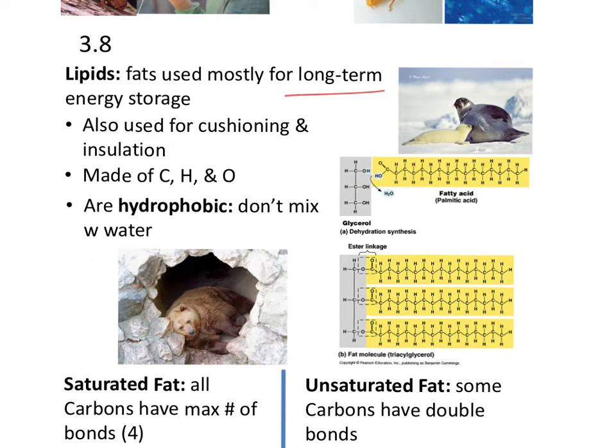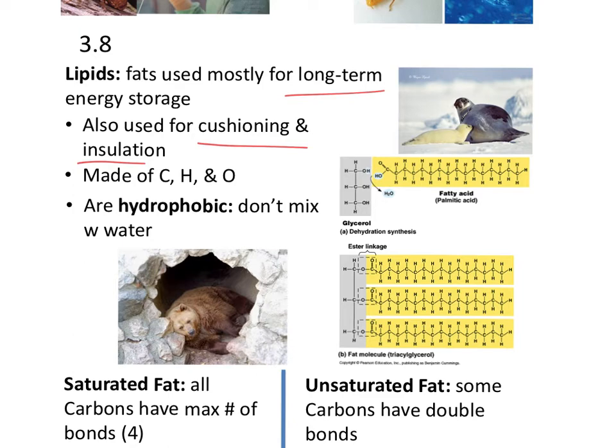Lipids also act as cushioning. Like if you take a punch, it's ideal for your heart to not feel the fist on it. So you of course have bones to protect you, but you also have some fat layers to protect those essential organs. Fats are also used for insulation, meaning to keep organisms warm.